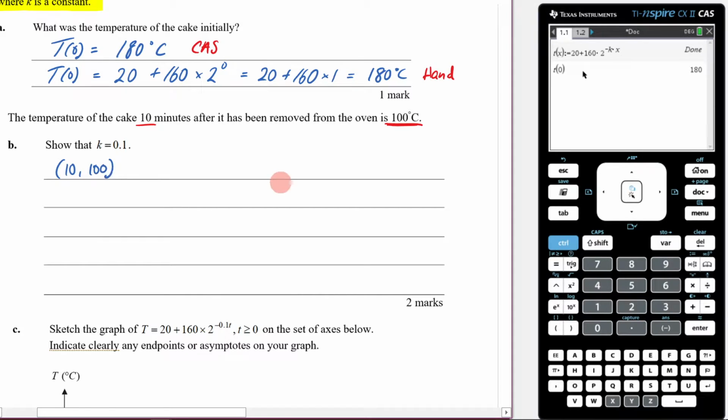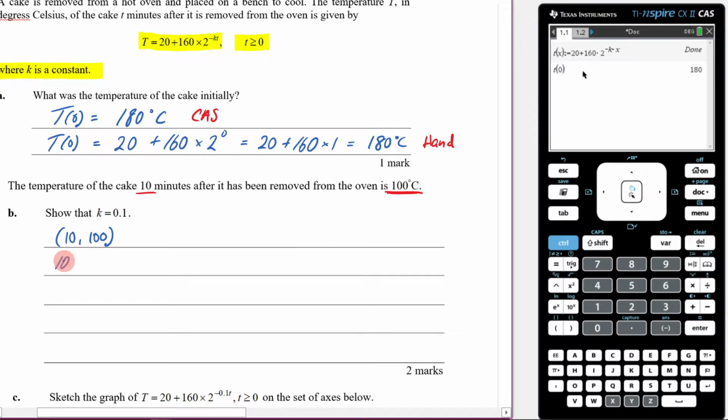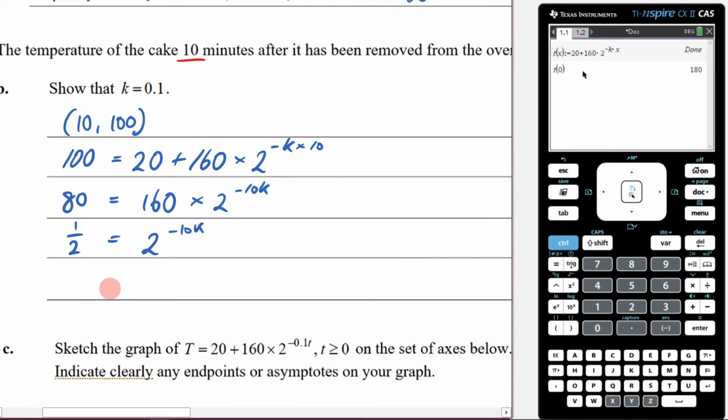And now we can sub that into our formula here. So we can say, all right, we've got 100 is equal to 20 plus 160 times 2 negative K times 10. Okay, then we do some rearranging. This will become 80 is equal to 160 times 2 negative 10K. Then you could divide both sides by 160 and get a half is equal to 2 negative 10K. Then once we're here, I would make both of my bases the same by simply taking the reciprocal of this and making the power a negative to get this.